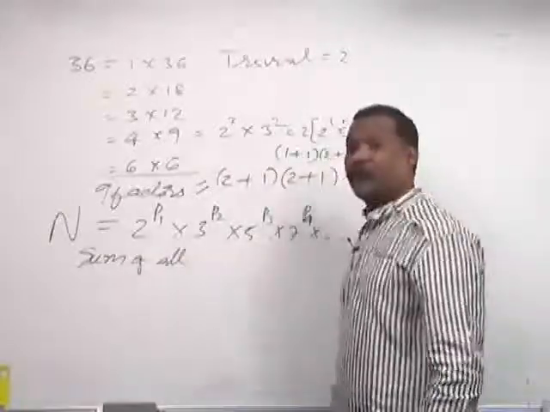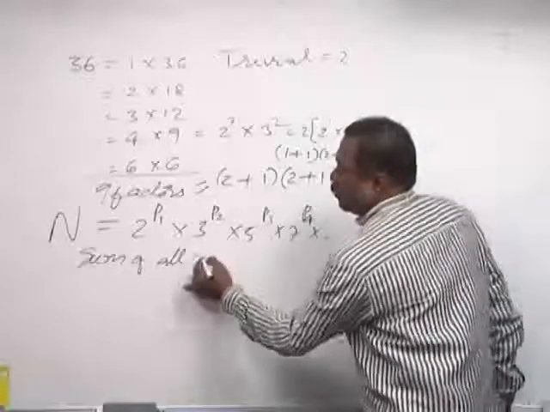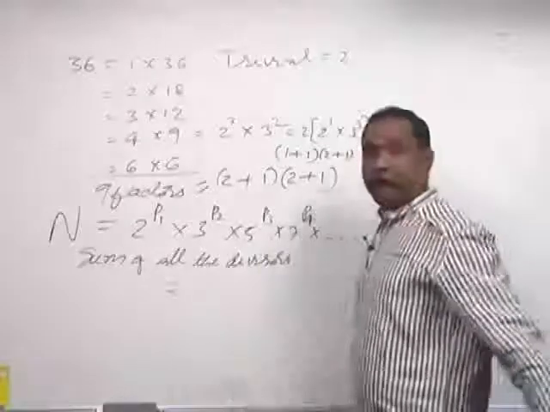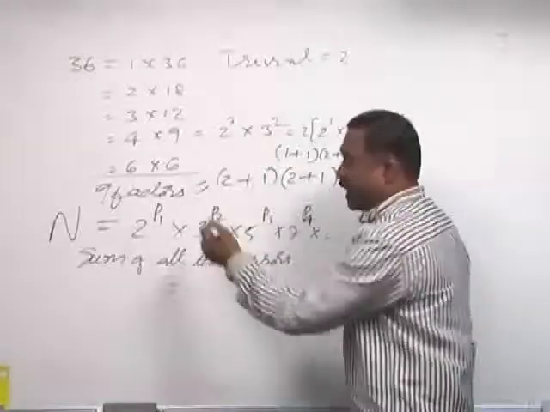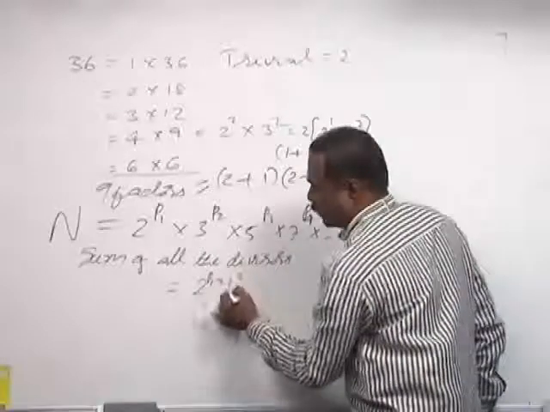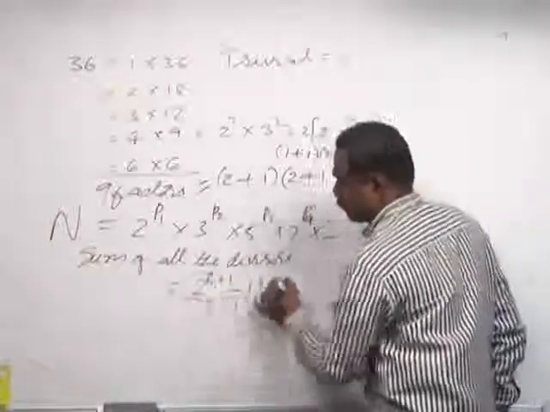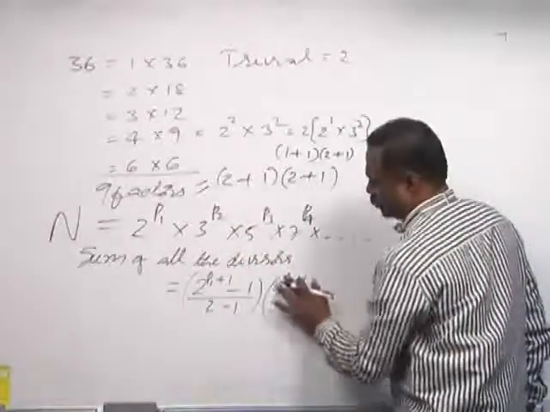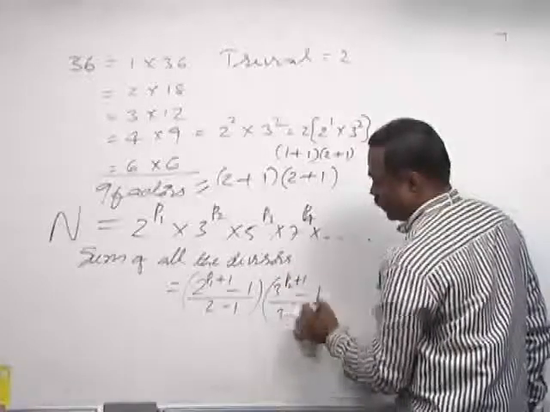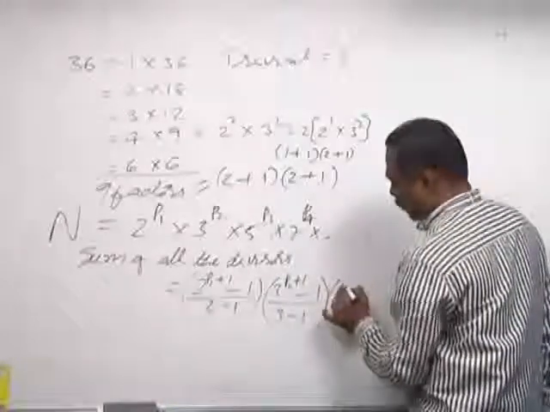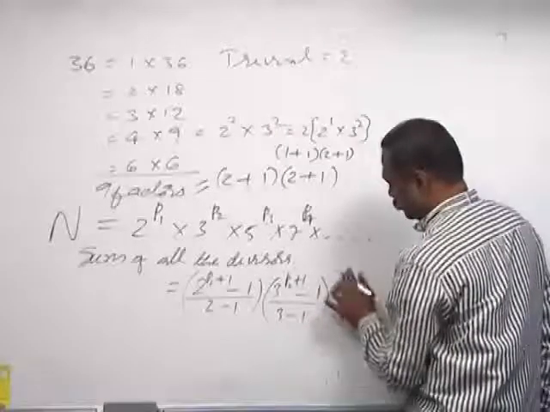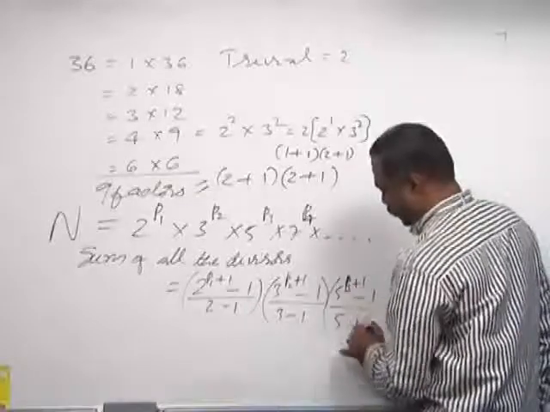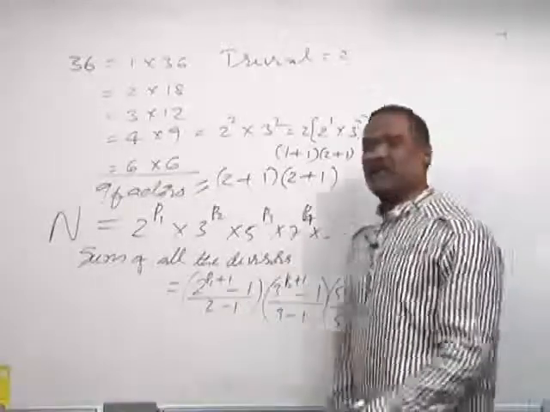Can you try it? The sum of all the divisors or factors is equal to, this 2 square becomes 2 cube there. So 2 power p1 becomes 2 power p1 plus 1 minus 1 upon 2 minus 1. And 3 power p2 becomes 3 power p2 plus 1 minus 1 upon 3 minus 1. 5 power p3 becomes 5 power p3 plus 1 minus 1 upon 5 minus 1, and so on. This will give you simply the sum of the divisors.